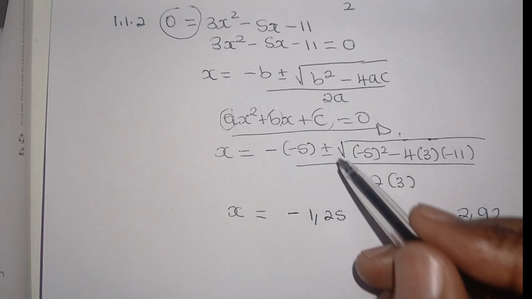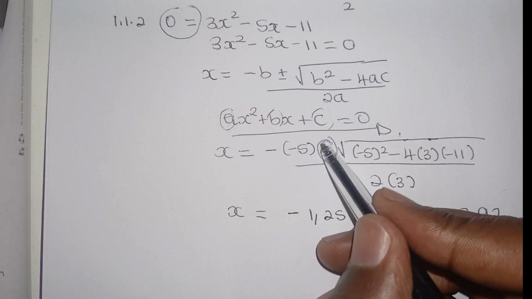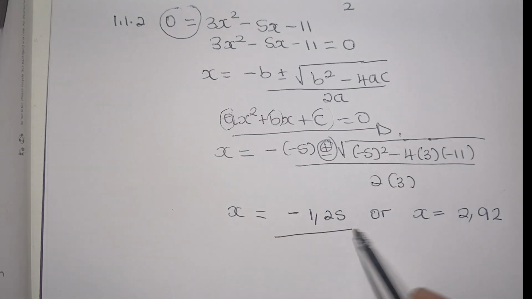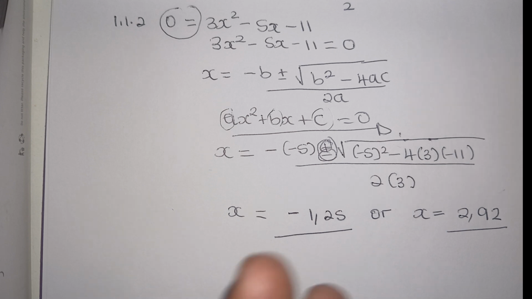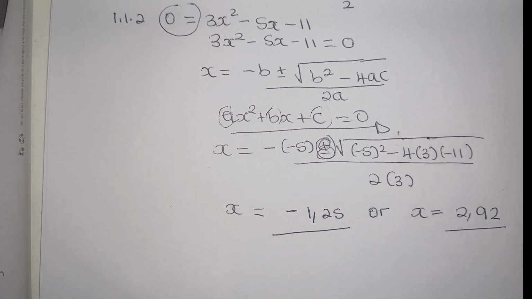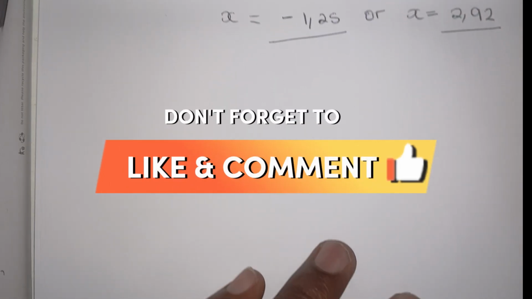So you can do them separately, or you can just plug into the calculator. When you're plugging into the calculator, you start by using plus, and then you get your answer, and then use negative, and then you get your answer. So that's how it is. Then that will be the end of this problem. You solved your X, right? Now let's go to 1.1.3.